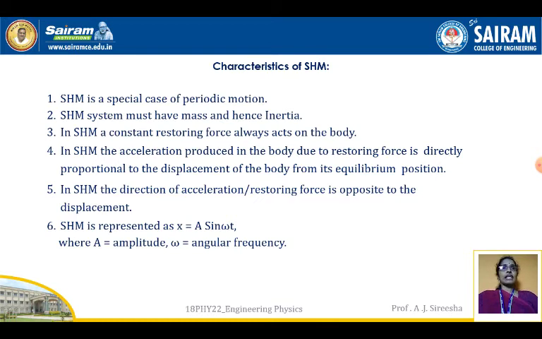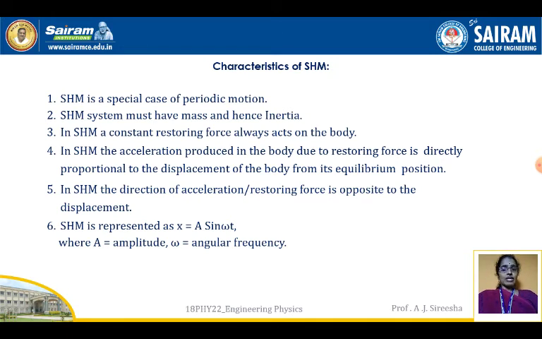In the case of a simple pendulum, when you give a small displacement, it moves to and fro. Once it goes to the extreme position, it comes back to the equilibrium position or the mean position. That means the bob is forced to come back to the mean position. That force which restores it to its original position is called the restoring force, and this restoring force is directly proportional to the displacement of the body from the equilibrium position.